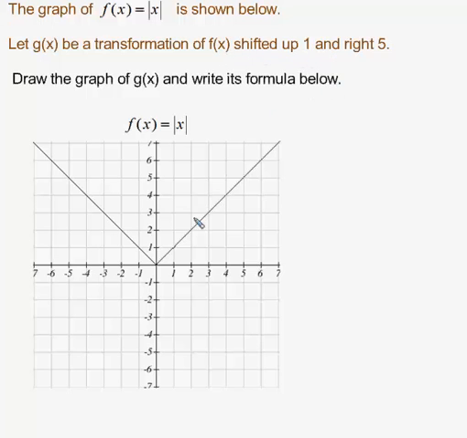So to get the graph of g, I will first pick a point, say (0, 0), on the original function f, and move it up 1 and to the right 5, giving me the new point (5, 1). You can do this with several points. (1, 1), if I moved it up 1 to the right 5, would give me the coordinate (6, 2).